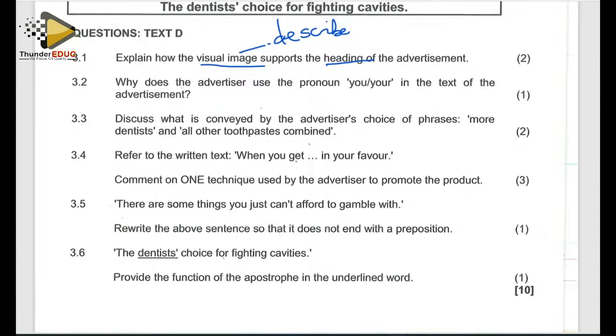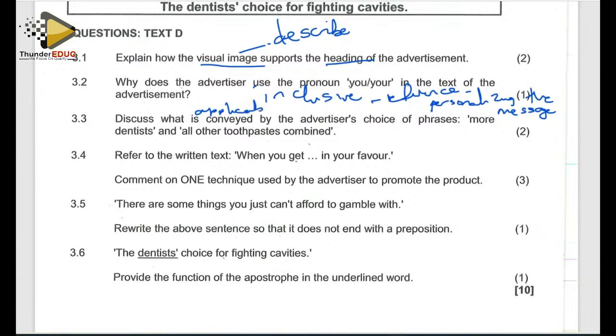Why does the advertiser use the pronoun you or your in the text of the advertisement? We always call that use of pronouns an inclusive technique. When you say inclusive, it means that the advert is involving the reader and making the reader feel part of the advertisement, which means now it's personal also to the reader. So which means that it's reference now to the reader as well. So which means it's personalizing the message. So which means it's applicable also to the reader.